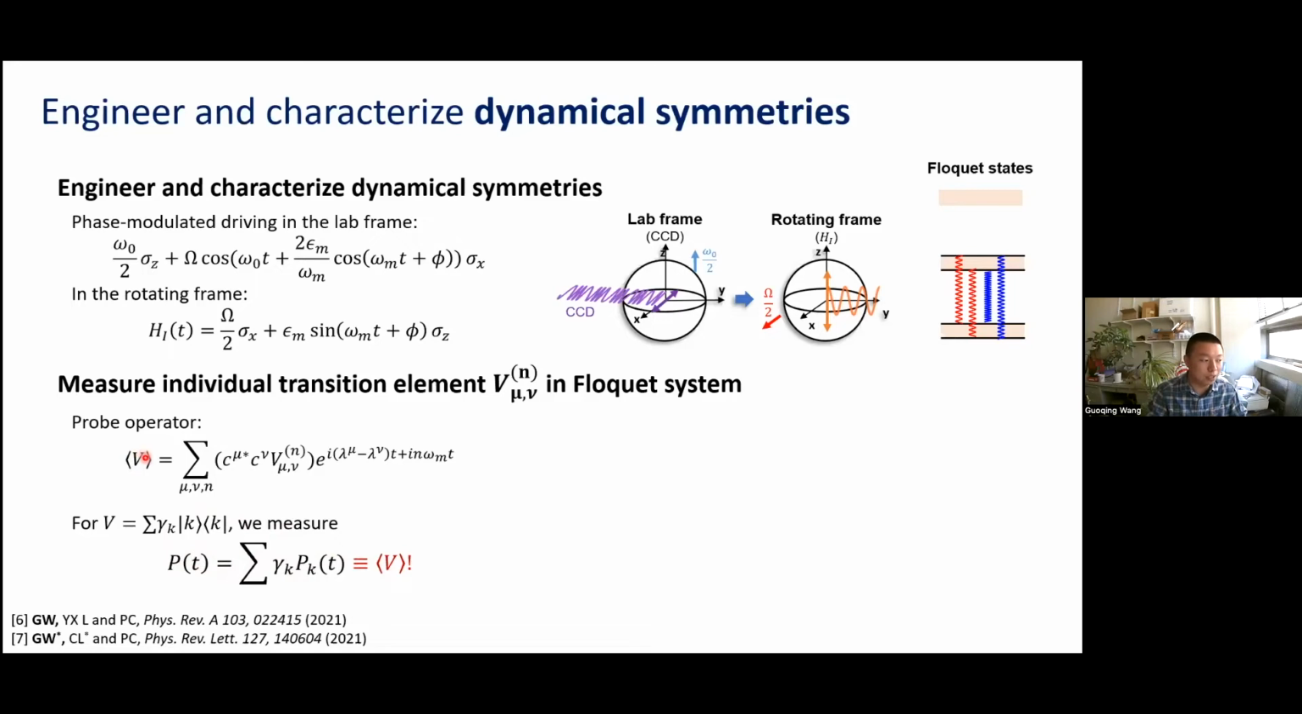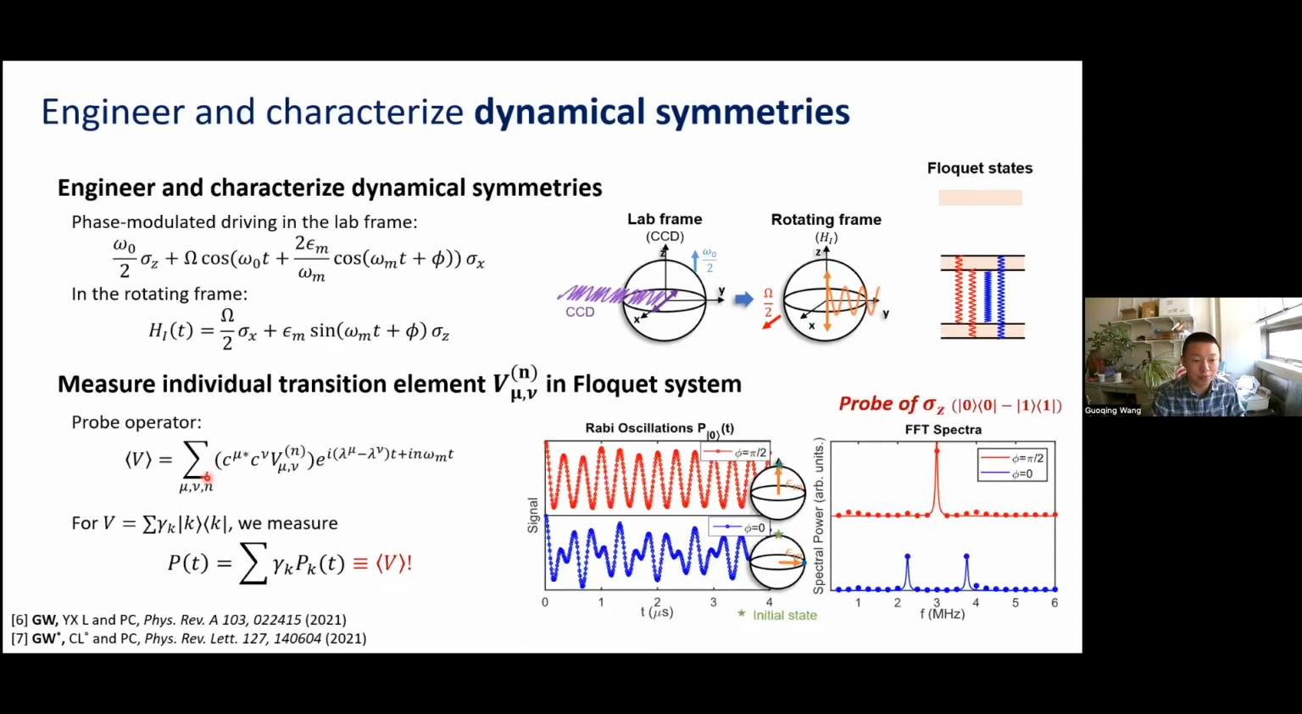Because we now have the time dependence of this V, we can perform a Fourier decomposition of this V component, and we can see that the different Fourier component amplitudes represent the transition elements, and the different frequencies are the transition frequencies of those Floquet states. Here, C mu and C nu are the coefficients defined by the initial condition. So through this method, we can characterize both the amplitude and the frequencies of the Floquet transitions between different Floquet states. Let's have a look at one example in a two-level system.